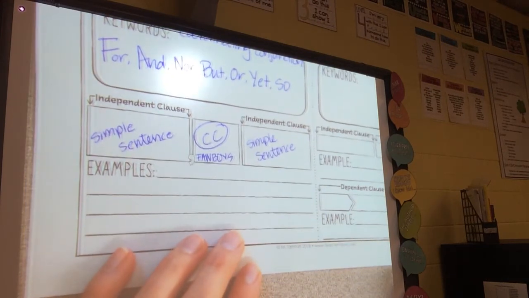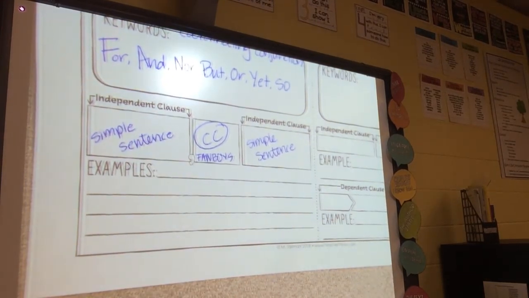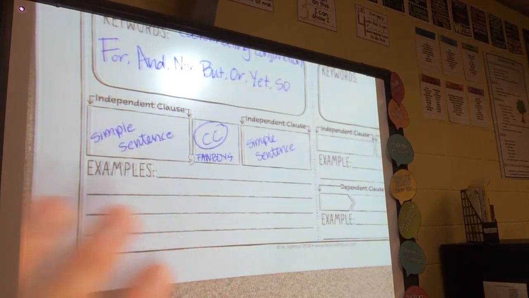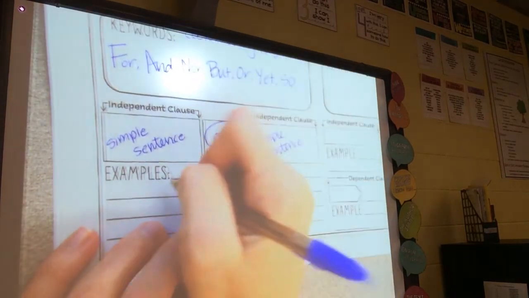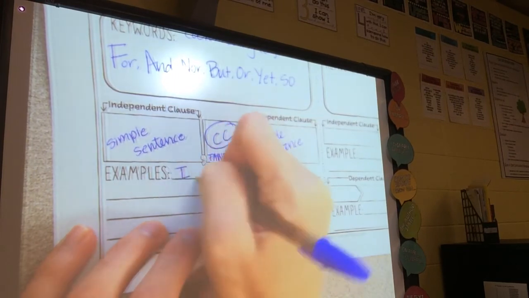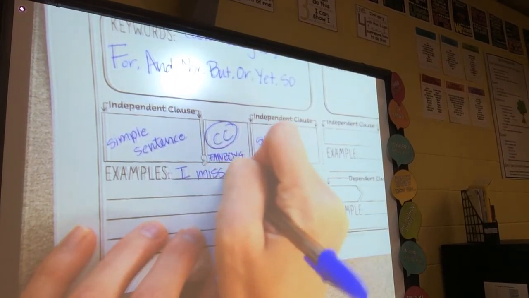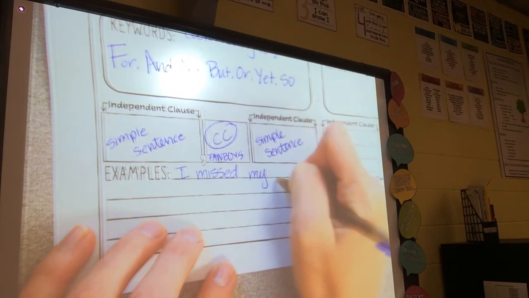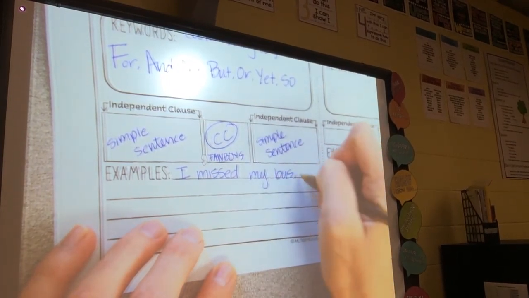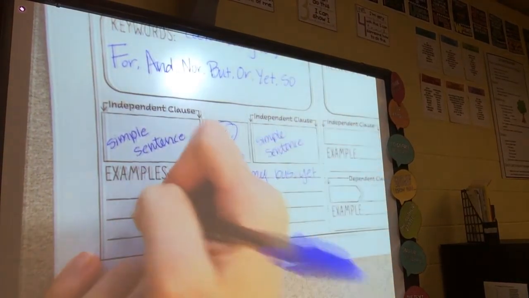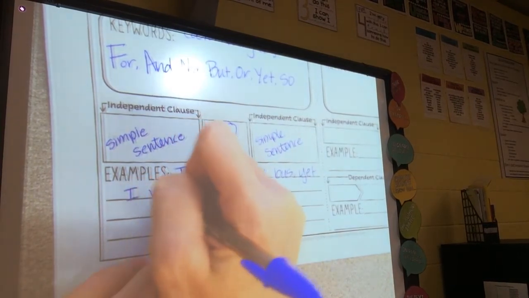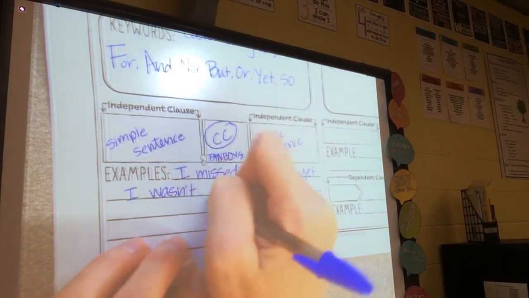Okay. Good. So now I'm gonna write an example compound sentence for us, which we did all last week, and y'all did great on this. So, I missed my bus, comma, yet I wasn't late for school.